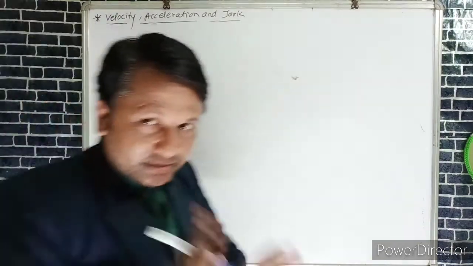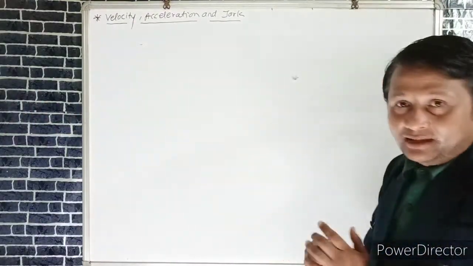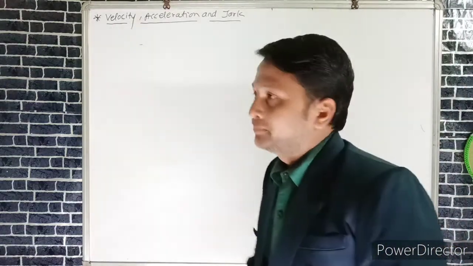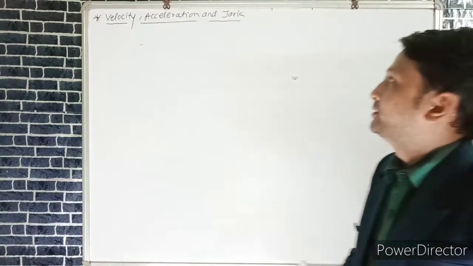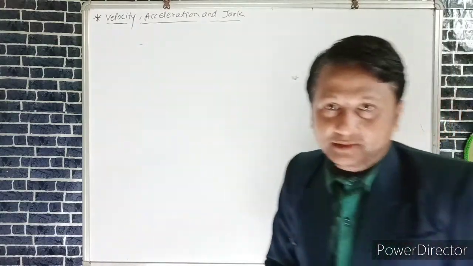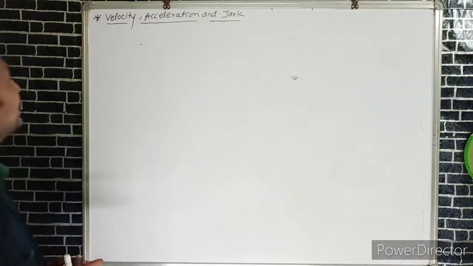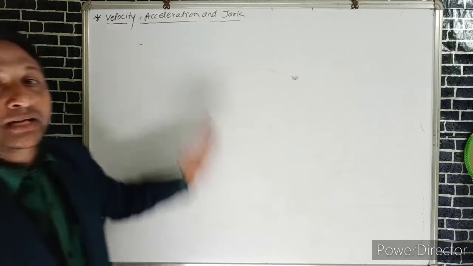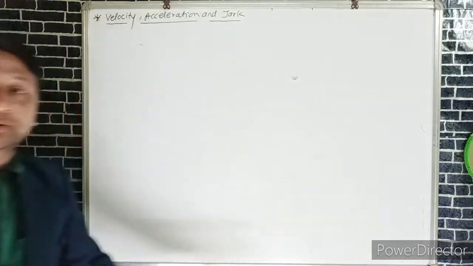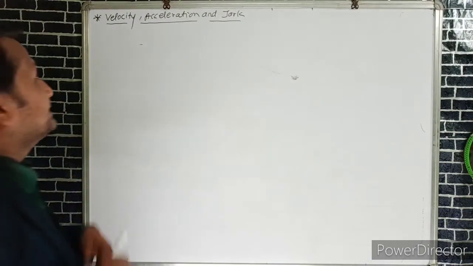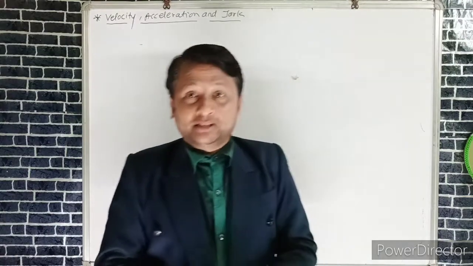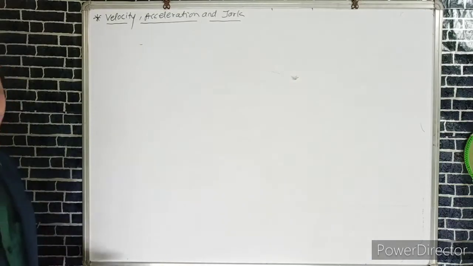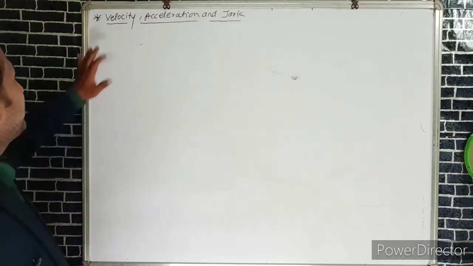Now we discuss velocity, acceleration and jerk. Here you know about velocity and acceleration, which are physical quantities. Velocity means rate of change of displacement with respect to time t, and acceleration means rate of change of velocity with respect to time t. Jerk means rate of change of acceleration. So now we have learned about velocity, acceleration and jerk.